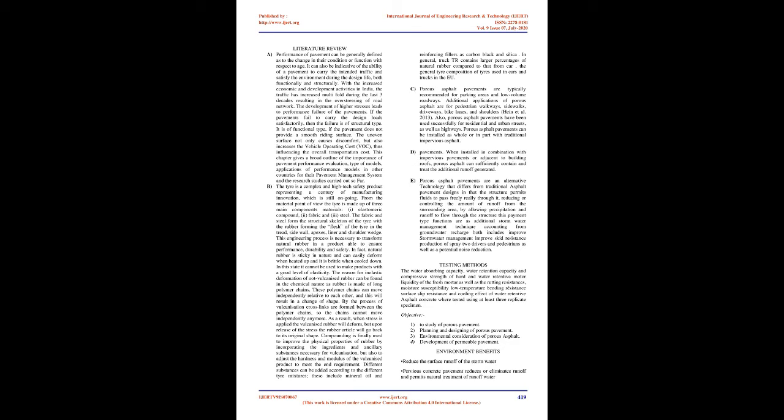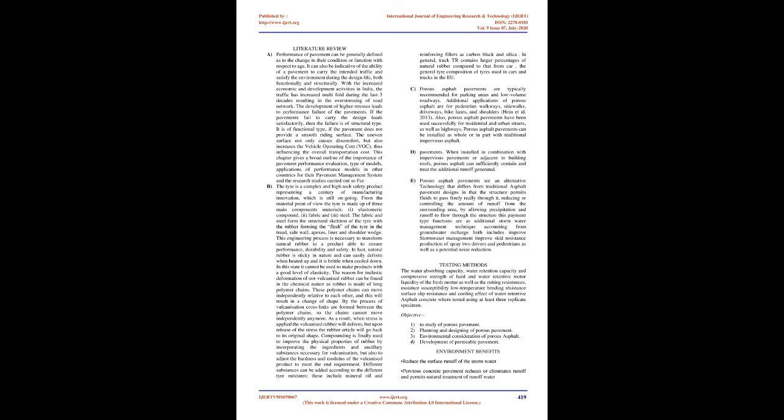Compounding is finally used to improve the physical properties of rubber by incorporating the ingredients and ancillary substances necessary for vulcanization, but also to adjust the hardness and modulus of the vulcanized product to meet the end requirement. Different substances can be added according to the different tire mixtures. These include mineral oil and reinforcing fillers such as carbon black and silica. In general, truck tires contain larger percentages of natural rubber compared to those for cars. The general tire composition of tires used in cars and trucks in the EU.